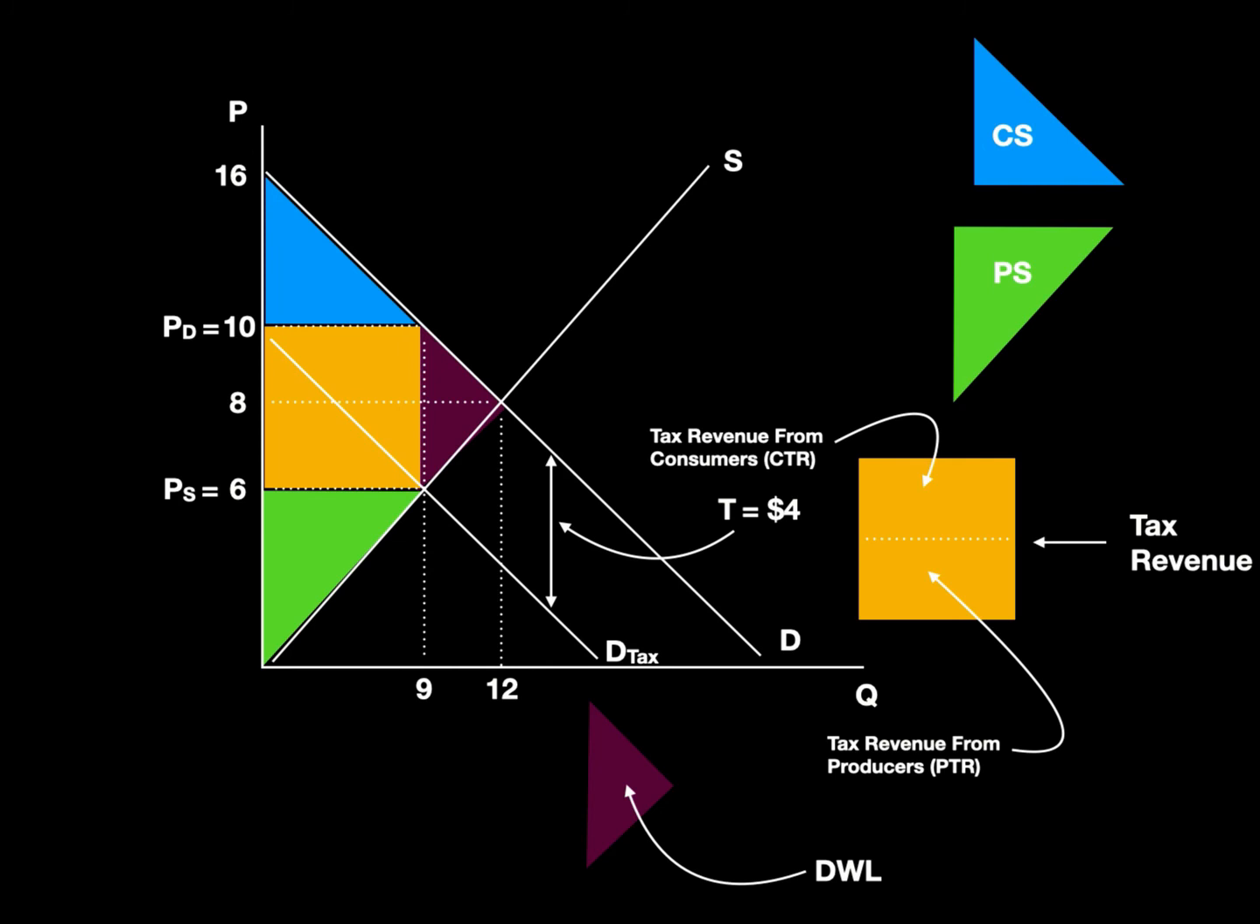In fact, the only thing that has changed is which curve has shifted. Whether the government imposes the tax on producers or consumers, the price that consumers pay, the price that producers receive, the consumer surplus, the producer surplus, the tax revenue, and the deadweight loss are all the same.